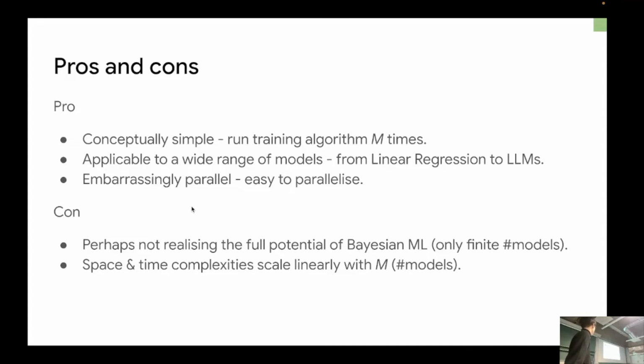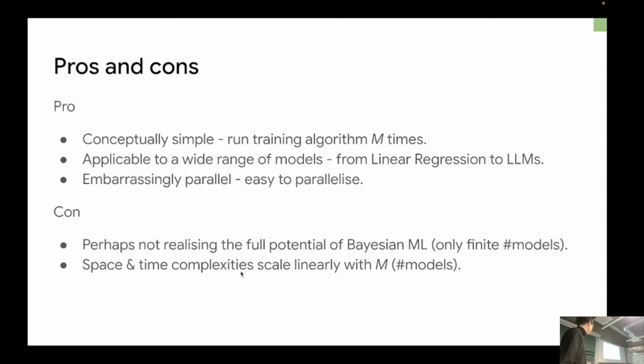If you consider this from a practical point of view, you can do an ensemble for any kind of model. You can do this for linear regression or even large language models. It's embarrassingly parallel. You don't have to change the training code at all. You just need to find a few more GPUs to run the models. You can still have a single GPU and do this. You just wait until your current run is done and then you do the next run.